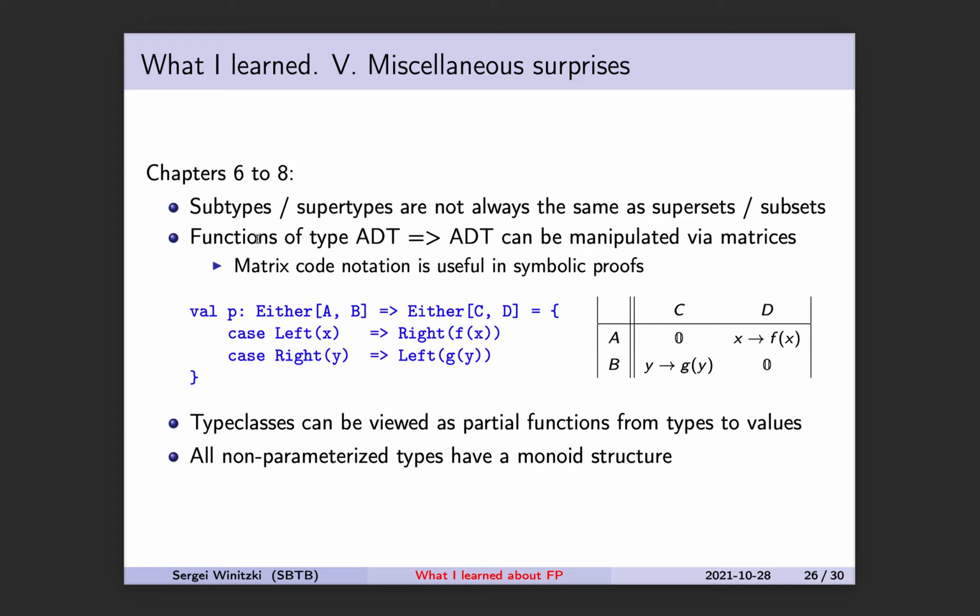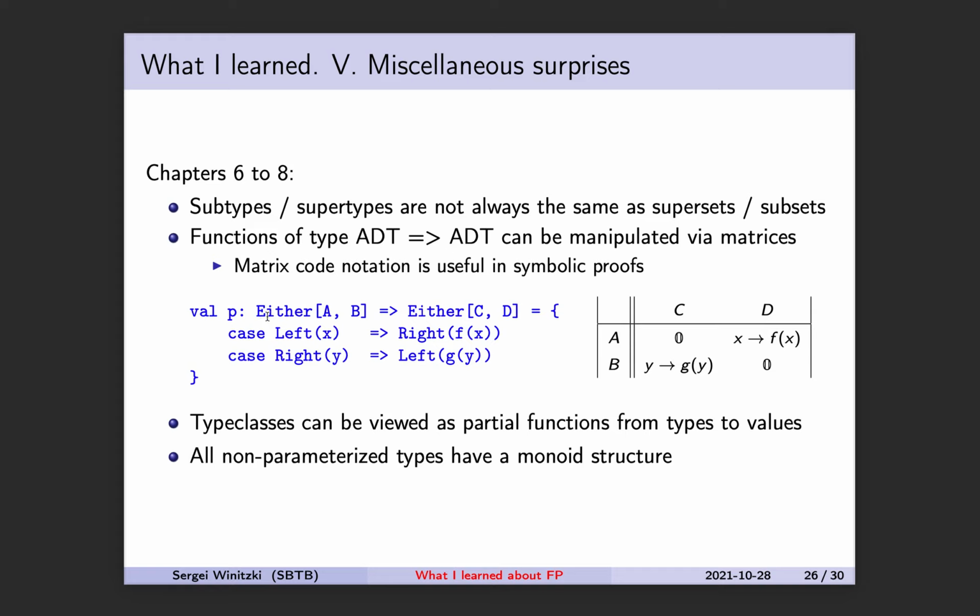Another major discovery that I've made was that if you have functions that operate on disjunctive types or algebraic data types with disjunction in them, so some kind of either-or case classes with several cases, then it is useful to write their code in a matrix form. And this matrix notation is quite useful for proofs, for symbolic derivations. It is certainly not something you want to write in your editor, but it is quite useful for symbolic derivation.